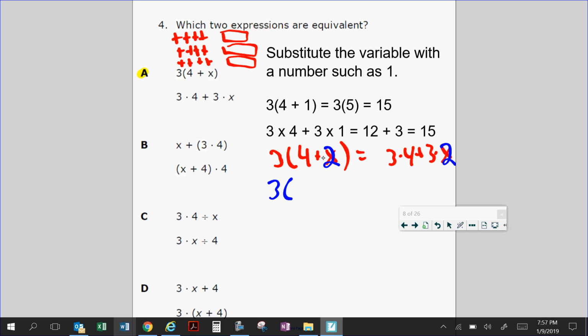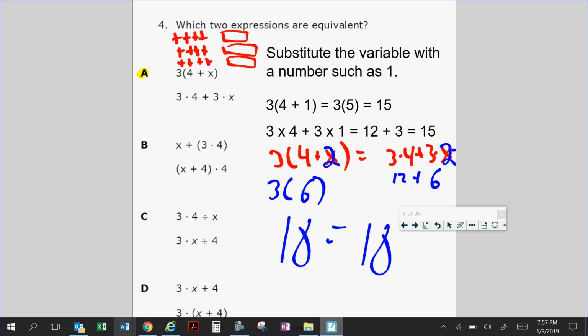So what's 3 groups of 6? 18. 3 times 4 is 12 plus what's 3 times 2? 6. 18. So both sides are equivalent, 18. That is why A is equivalent.